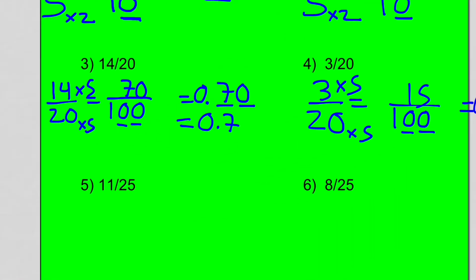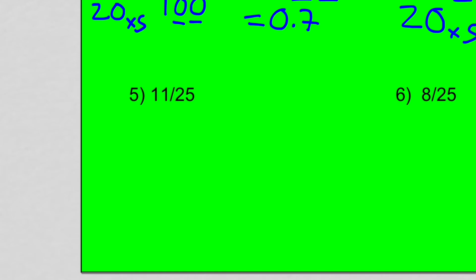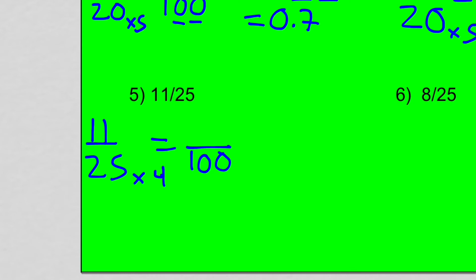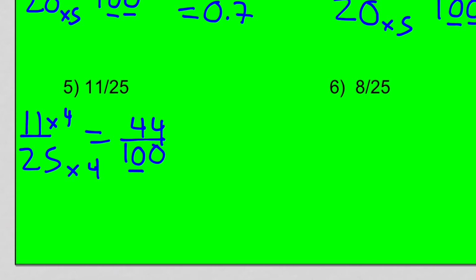Okay. Then we can use the 25 fact. 25 times 4 is 100. So 11 times 4 is 44. 2 zeros on 100, which means 2 decimal spots. And in those spots go 4 and 4 and a 0 in front.